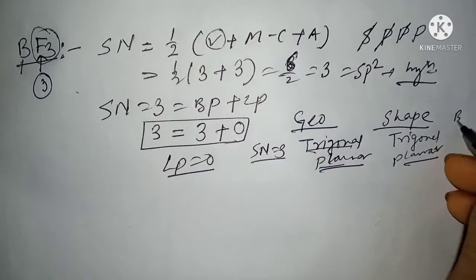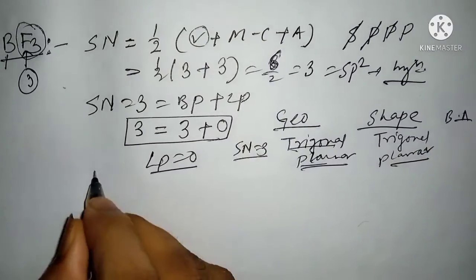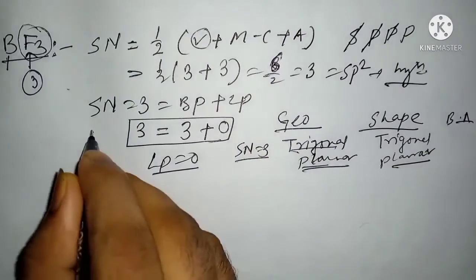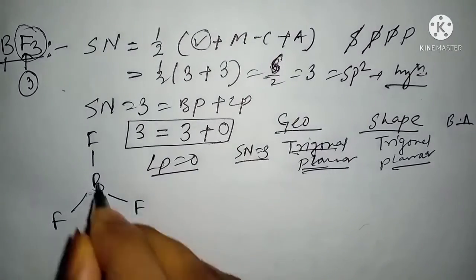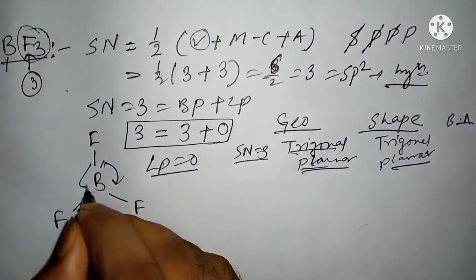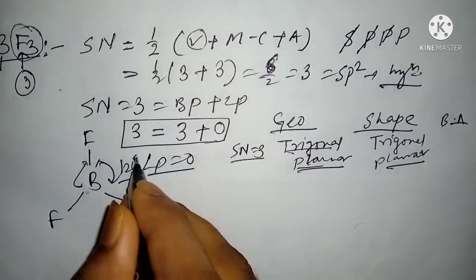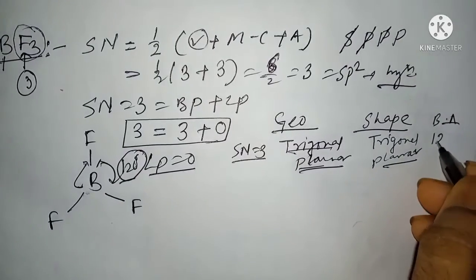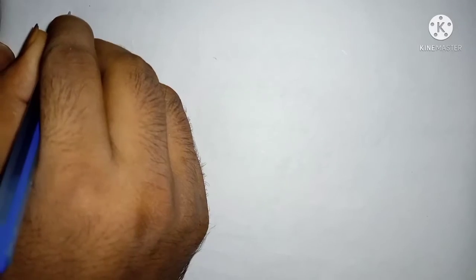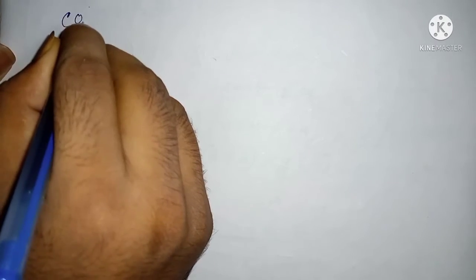Now bond angle: this structure is trigonal planar, and all the bond angles are 120 degrees. Example: CO3 2 minus.